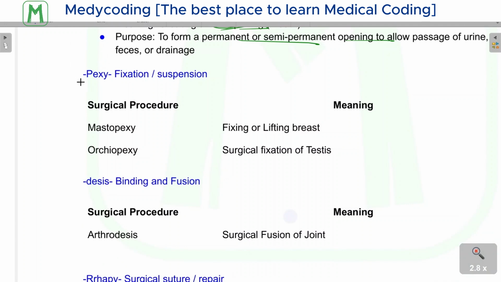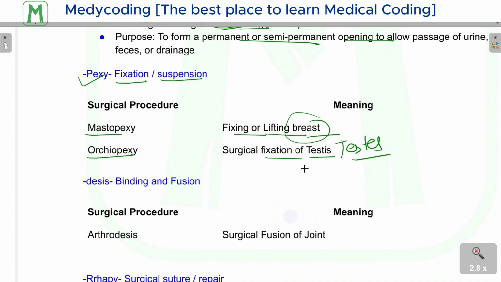Next suffix is pexy, which means fixation or suspension. So mastopexy means fixing or lifting of the breast. This is performed to correct breast sagging. Orchiopexy means the surgical fixation of an undescended testis into the scrotum. Undescended testes is common in premature infants. It is a condition in which one or both testes fail to descend into the scrotum at birth.